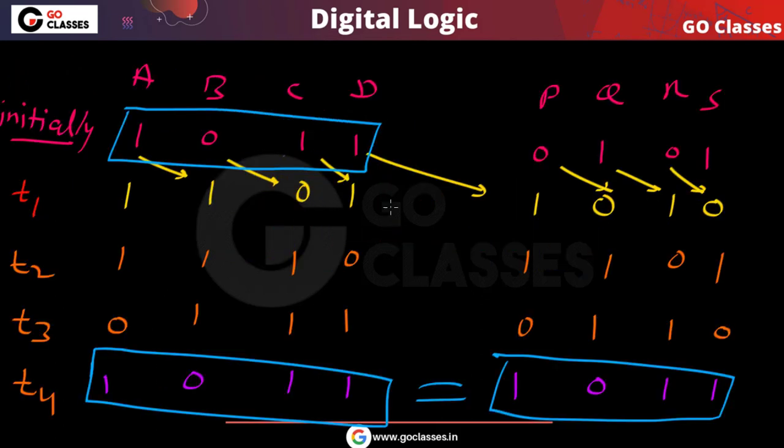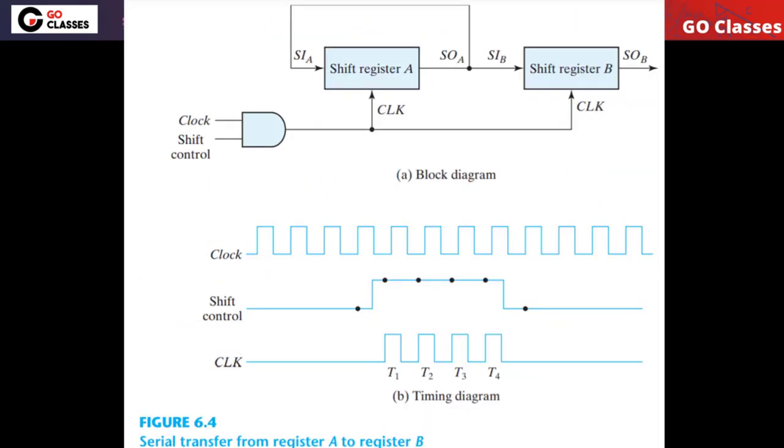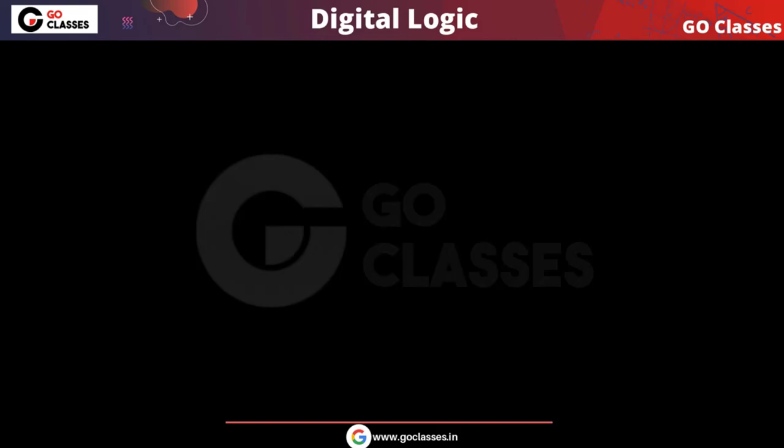After 4 clock pulses, the register A data will be copied into the register B data. How many clock pulses are needed? For this serial transfer, a total of 4 clock pulses are needed. All the applications of shift register we have already seen. So this is your shift transfer, you can just check it out. These are the applications of shift register.